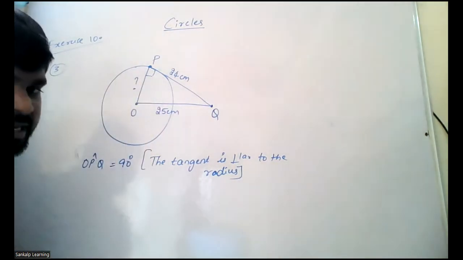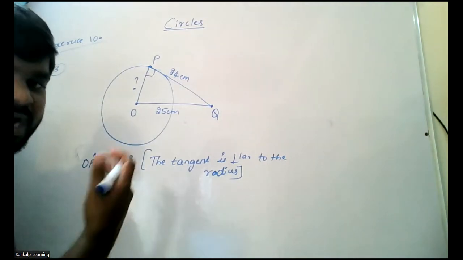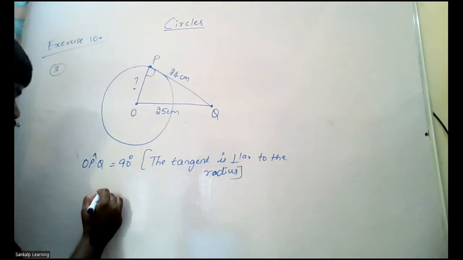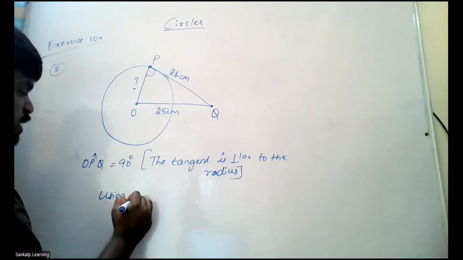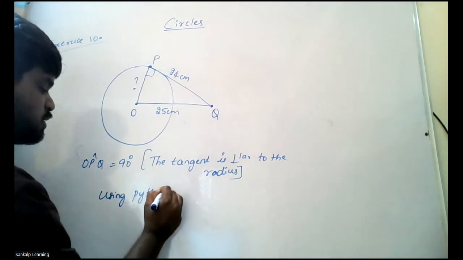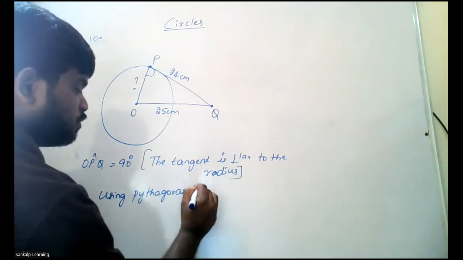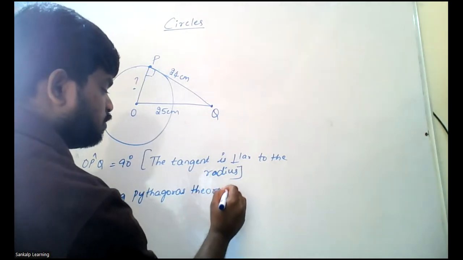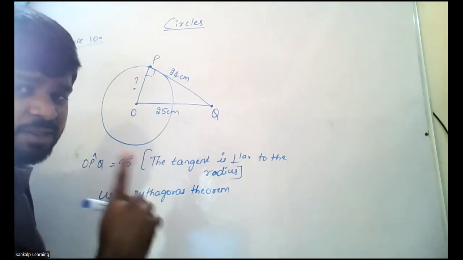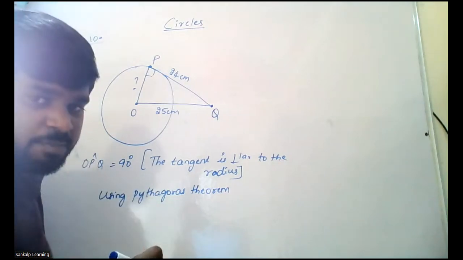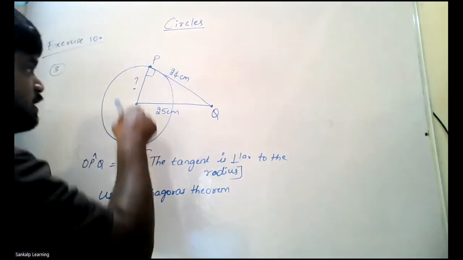Now we have got 90 degrees. What type of triangle now it is? Right angle triangle. What can I use? Pythagoras theorem. So let's use Pythagoras theorem. Using Pythagoras theorem, what can I write? We should always start with hypotenuse. Remember, which is our hypotenuse? Opposite to 90 degrees.